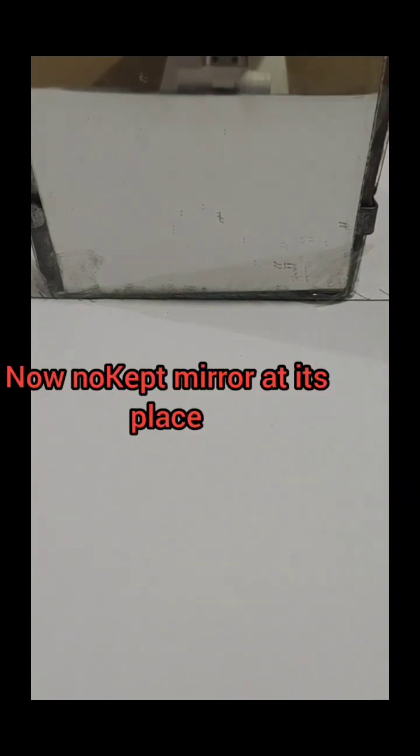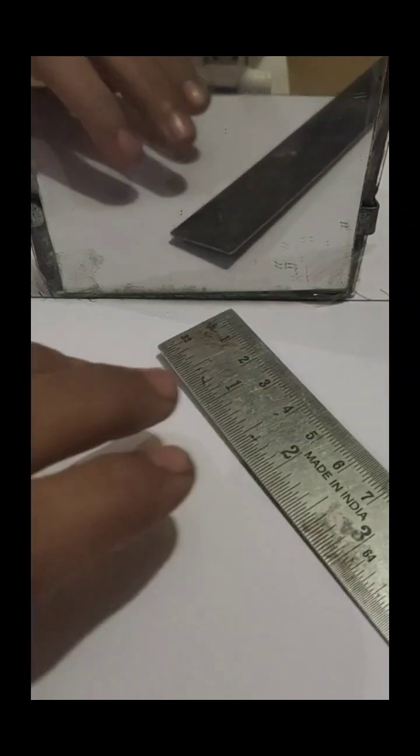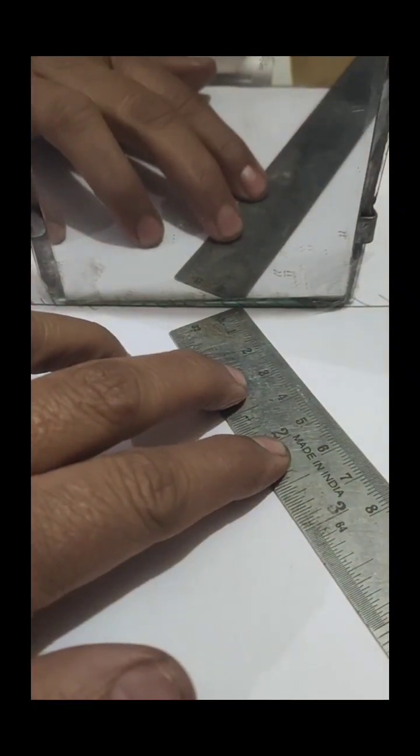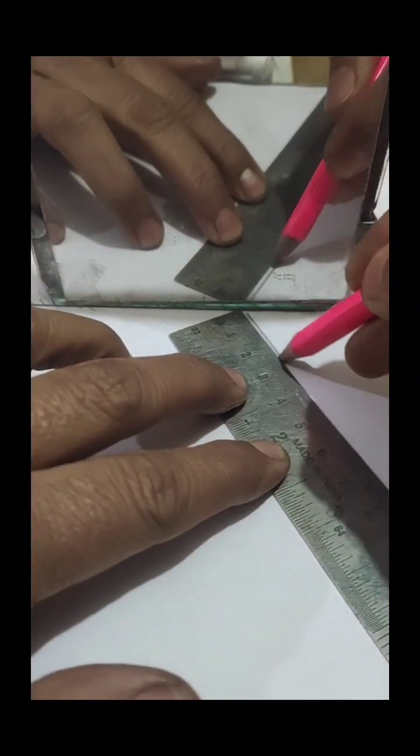Okay, so for that I have drawn a line on the plain sheet, and then I am keeping a plain mirror vertically on that line. That line will represent the place of mirror. Now I am drawing a line on the paper, making some angle with the mirror. It will be a slanting line, and now we will use a laser light.